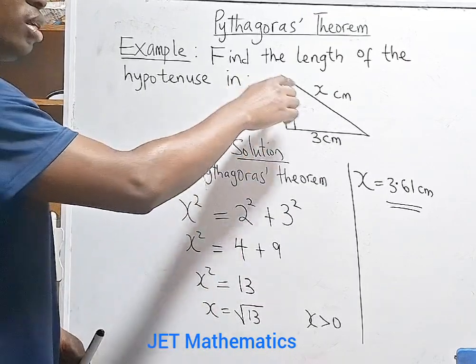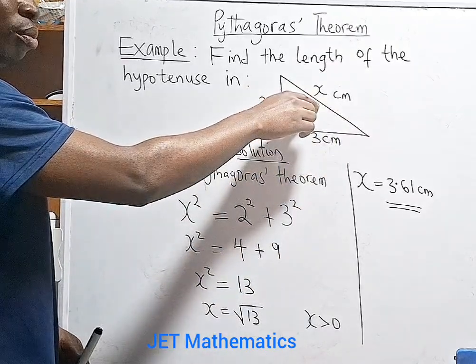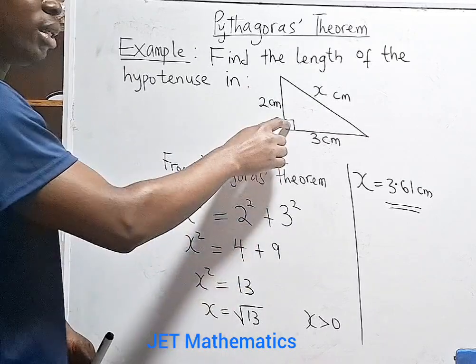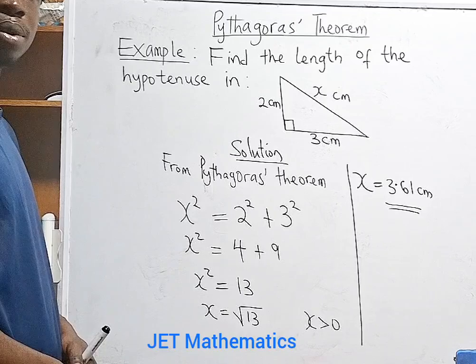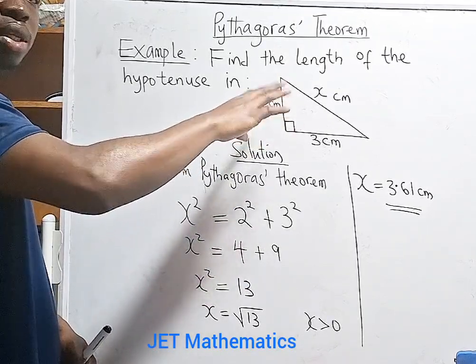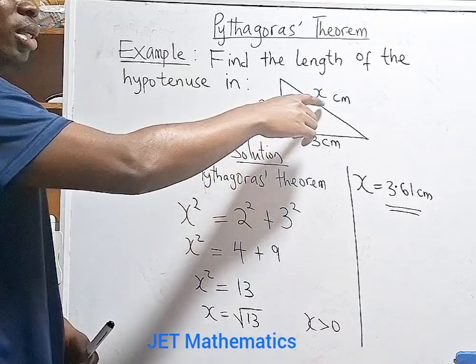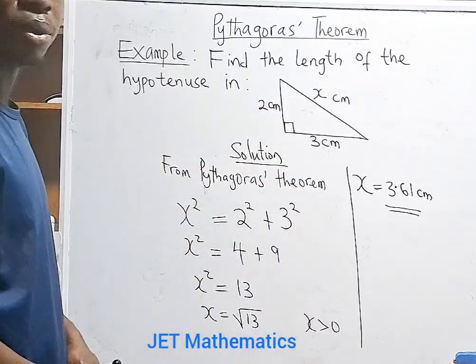To always identify the hypotenuse, remember it is always opposite the right angle. No matter how the right angle is rotated or turned, just locate the right angle and the side opposite it is the hypotenuse.